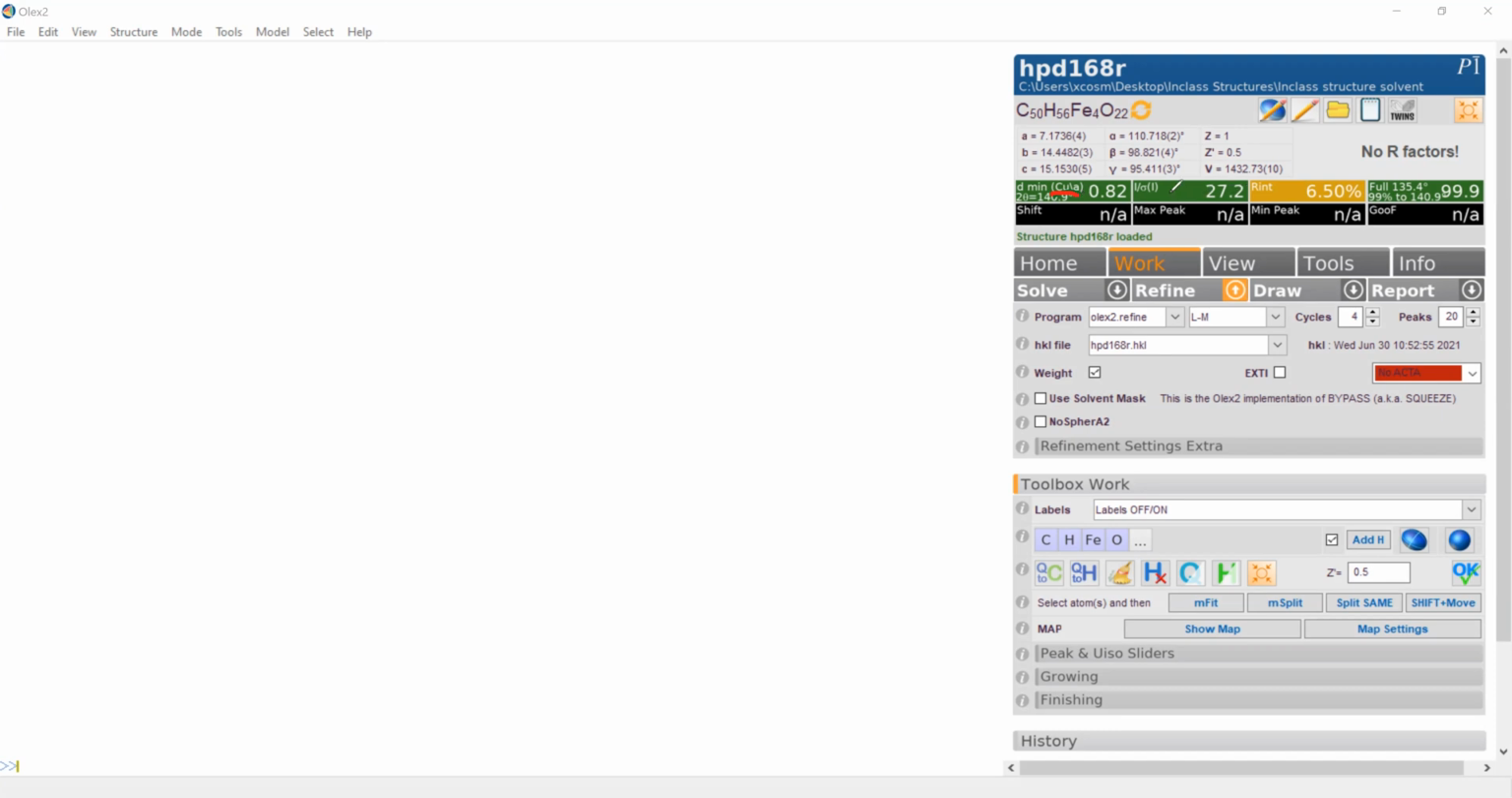The I over sigma is not bad, 27.2. Completion is good. And notice the difference in the 2 theta for completion. With moly, we saw up to about 60 to 70 degrees 2 theta. With copper, we can see anywhere from 140 to 150-ish in that range, 2 theta. So we get higher 2 theta when we use copper.